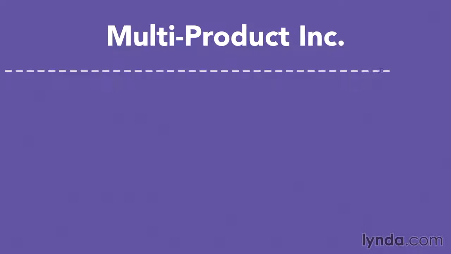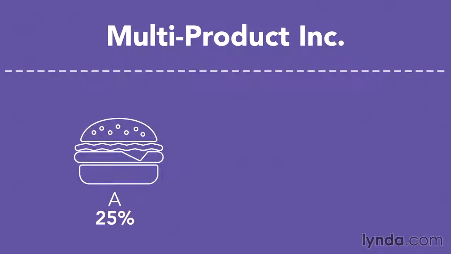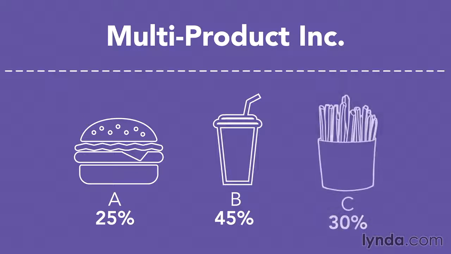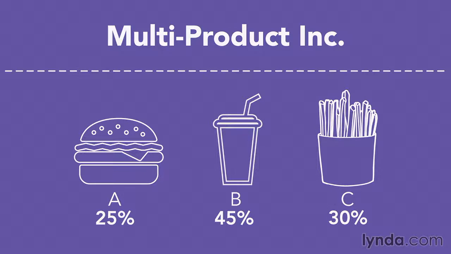However, it's important to note that in order for Multi-Product to actually reach that target, 25% of those sales must come from product A, 45% from product B, and 30% from product C. Remember, though, that $197,932 in sales will achieve the target income only if the average variable cost and contribution margin ratios, and therefore the sales mix, do not change.